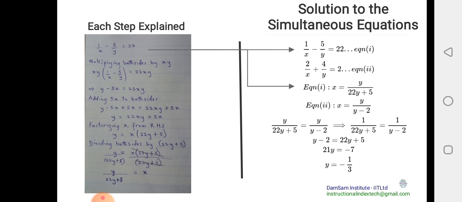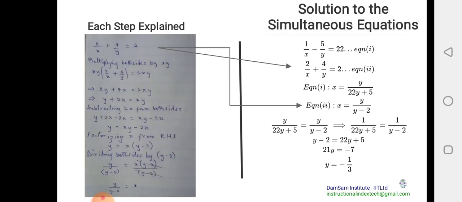For the second equation as well, we make x the subject of the formula, and the explained solution is what we are having on this slide now. The first step we did there as well was to multiply both sides by xy, and after we do that, we have 2y plus 4x is equal to 2xy, and we divide through by 2 because 2 is common in all terms. Then we have y plus 2x is equal to xy. After that, we subtract 2x from both sides in order to pack all the variable x to one side, the right hand side precisely.